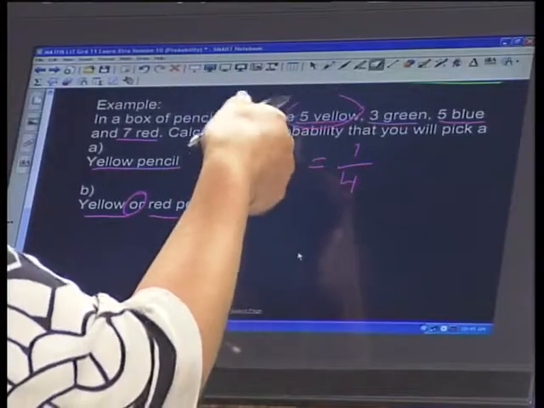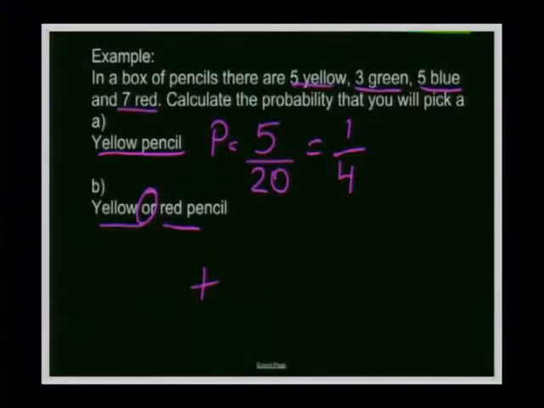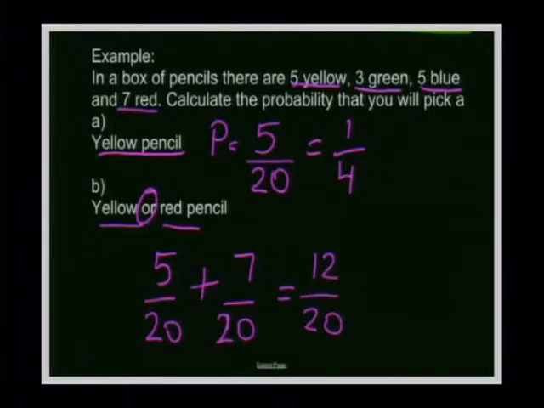So my yellow pencil, I had 5 yellow pencils. So I've already calculated that was 5 out of 20. My red pencils, well, I've got 7 of those. So that is 7 out of 20. And if I add those together, and you can use your calculator to do this, but I think we can quite easily add these together, so we end up with 12 out of 20.